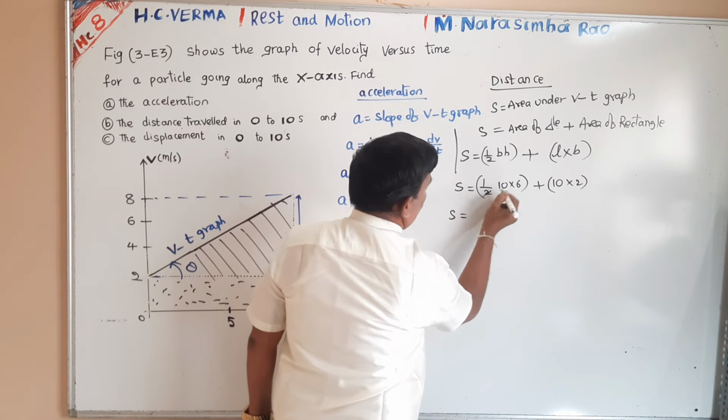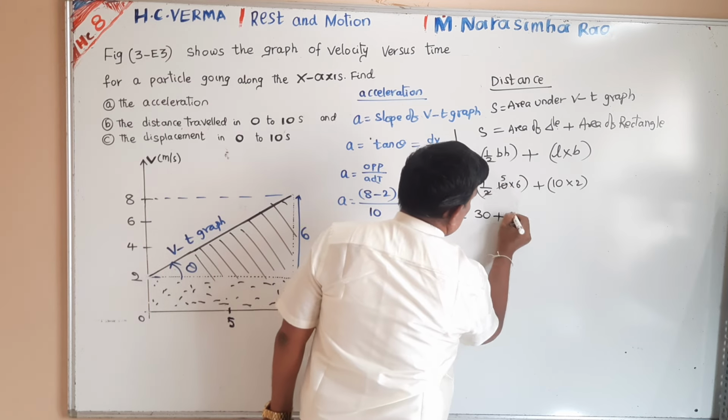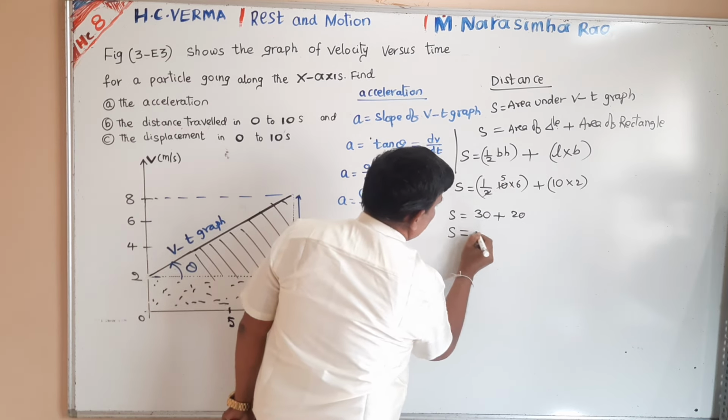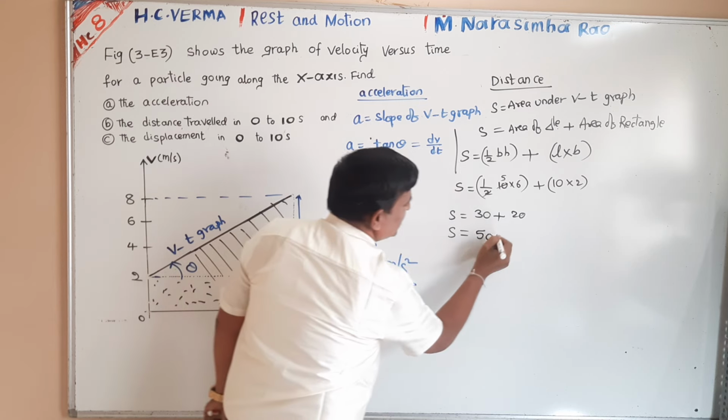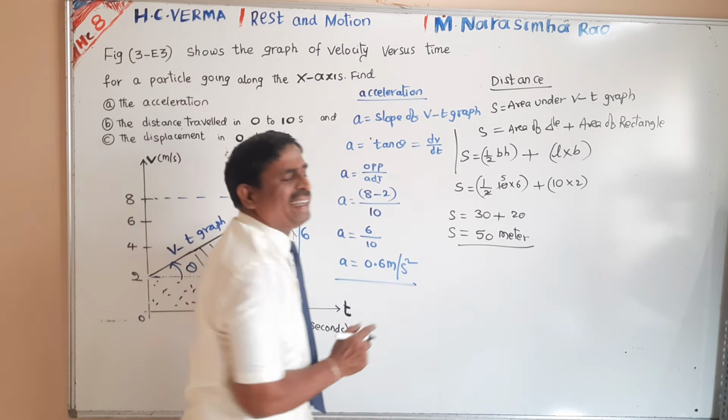S is equal to 1 by 2 into 10 into 6, which is 30, plus 10 into 2, which is 20. S is equal to 50. S means distance traveled, and distance traveled is measured in meter.